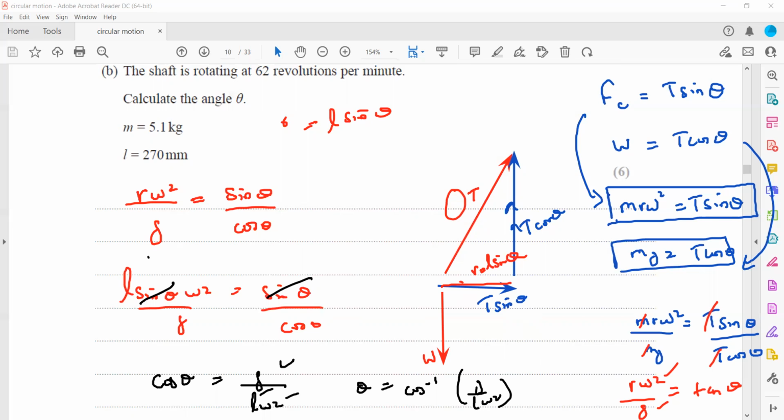Is it clear, this part, question 12, part B? How we work out the angle? The next is question number 18, part B.